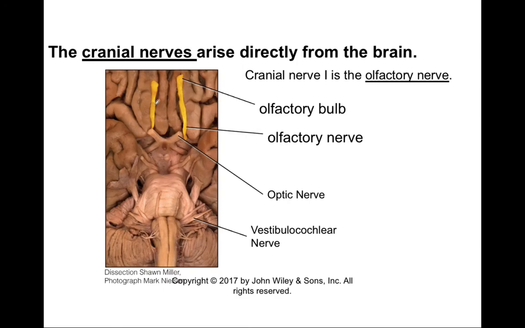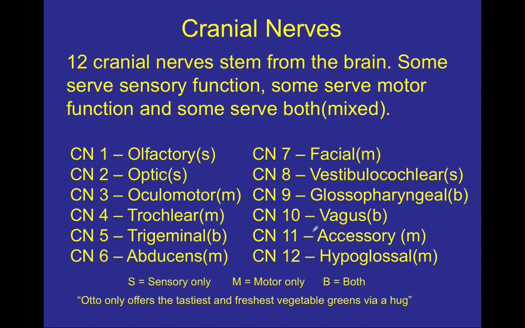Here on this slide, you can once again see the olfactory nerves with the olfactory bulb at the end. We'll have the two optic nerves that will branch out from the optic chiasma, and down here we'll see the 8th cranial nerve, which is our vestibulocochlear nerve. As I mentioned on the previous slides, there are 12 cranial nerves. Some will offer sensory innervation, some will offer motor innervation, and some will offer both.